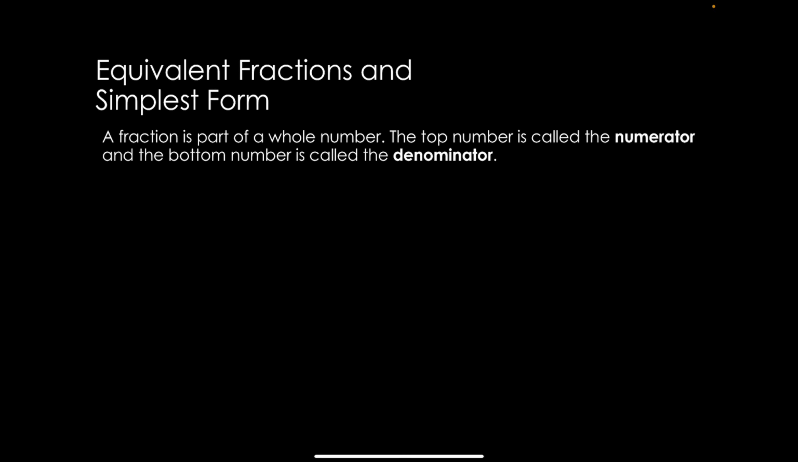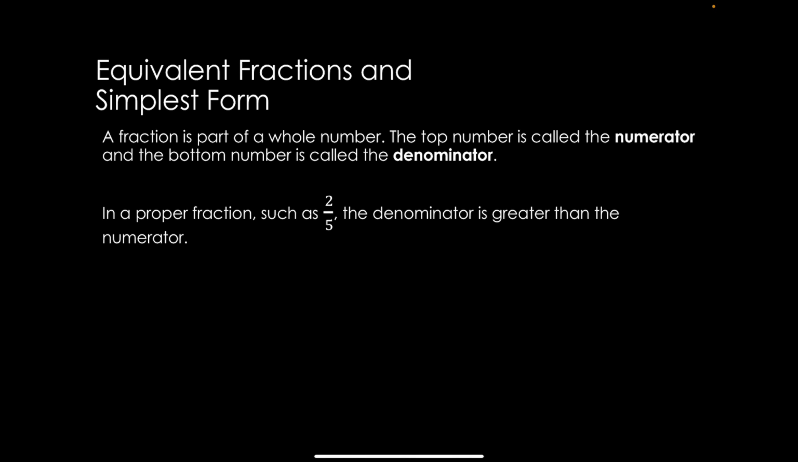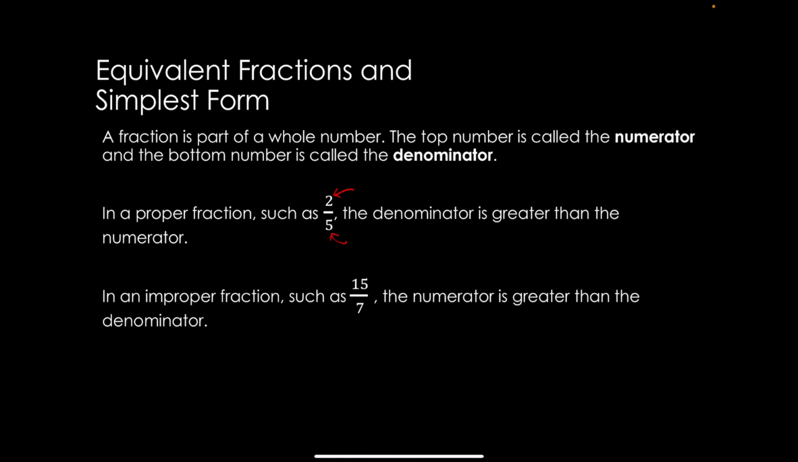A fraction is part of a whole number. So the top number is called the numerator and the bottom number is called the denominator. In a proper fraction, such as 2/5, the denominator is greater than the numerator. So the denominator, the number on the bottom, is always bigger than the numerator, the number on the top. In an improper fraction, such as 15/7, the numerator is greater than the denominator. So the number on the top is bigger than the number on the bottom. It's called an improper fraction because we wouldn't really want to write it like that.